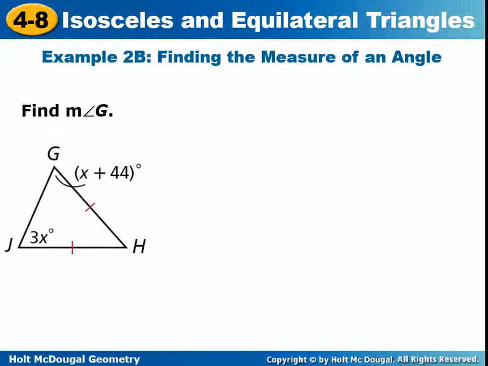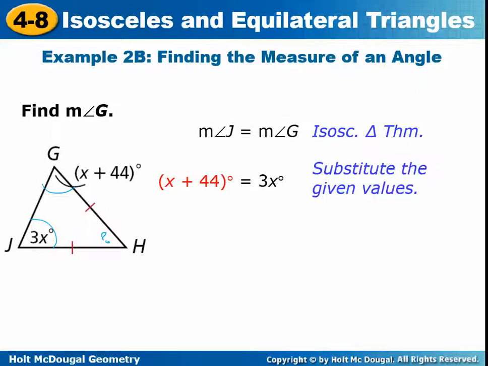Okay, let's look at this one. This one, they want us to find the measure of angle G. We don't know this one at all. We don't need to know that one at all, because this is an isosceles triangle, so base angles are equal. So if you know base angles are equal, you're going to set up an equation that says they're equal. X plus 44 equals 3x. You don't need the parentheses there. It's just there to show that it's degrees.